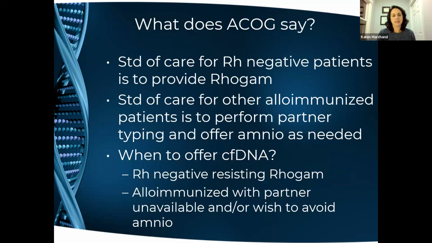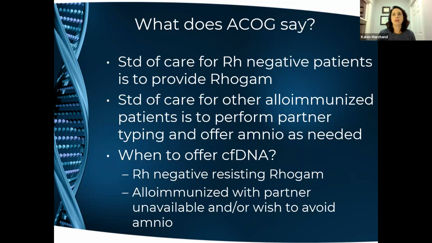ACOG still says that the standard of care for Rh negative patients is to provide RhoGAM, and that the standard of care for other alloimmunized patients is to perform partner typing and then offer amnio as needed, and treatment, of course. So when might this be used?